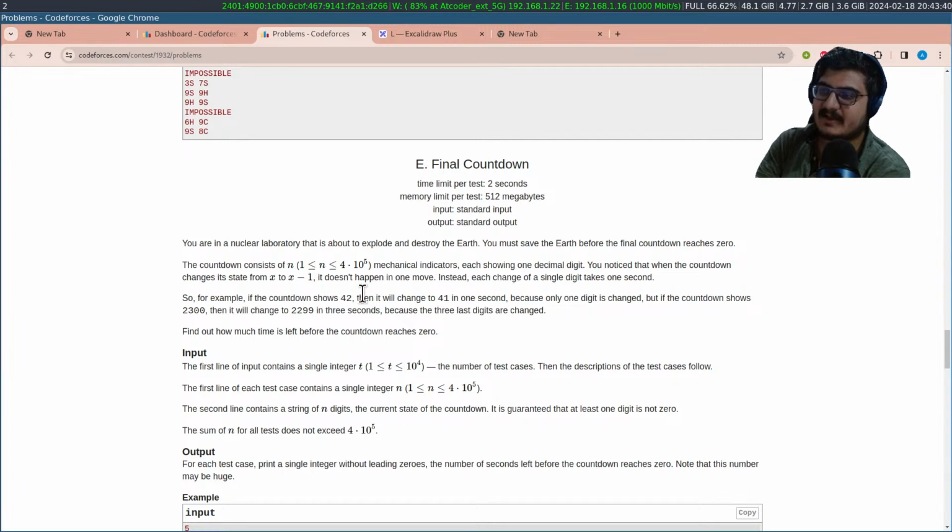The countdown consists of n mechanical indicators, each showing one decimal digit. You notice that when the countdown changes its state from x to x minus 1, it does not happen in one move. Instead, each move of a single digit takes one second. For example, if the countdown shows 42, then it will change to 41 in 1 second because only one digit was changed, if you compare these two. And if the countdown shows 2300, then it will change to 2299 in 3 seconds because 3 digits have changed, 300 and 299. And you are asked how much time is left before the countdown reaches 0.